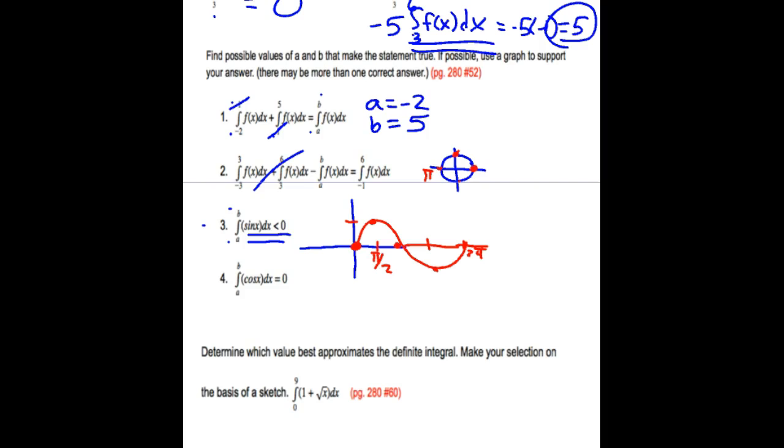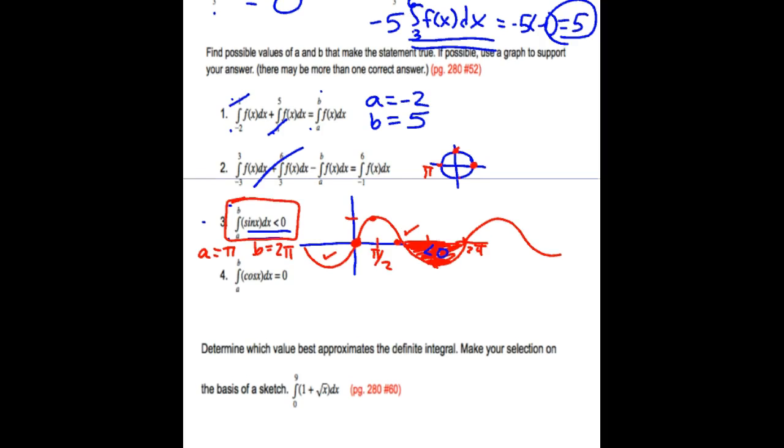And I'm supposed to put limits on my integral so that my area, or my signed area, is negative, which means I could use this piece. And there's a whole bunch of answers because this wave continues forever. I could use this piece as well. But I'm going to let a equal pi and b equal 2 pi. And then I will be asking for this area, which because it's under the x-axis is negative or less than 0.